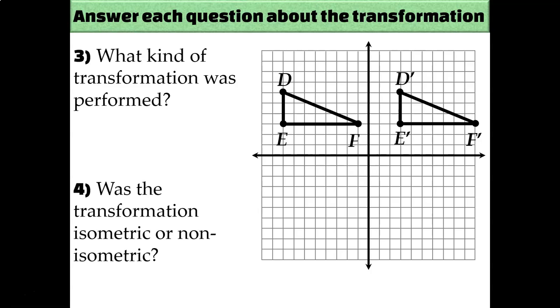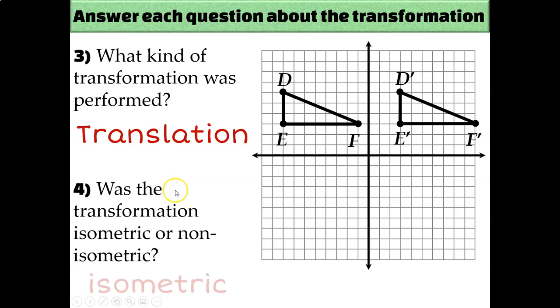Well, these two triangles are in the same orientation. D and D prime are both on top, E and E prime are both in the bottom left, and F and F prime are both on the right. The only difference between these two triangles is that it was moved to the right. That makes it a translation. And translations are isometric transformations because they are the exact same triangle.